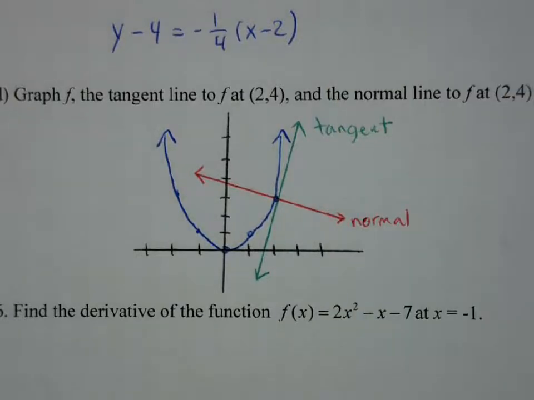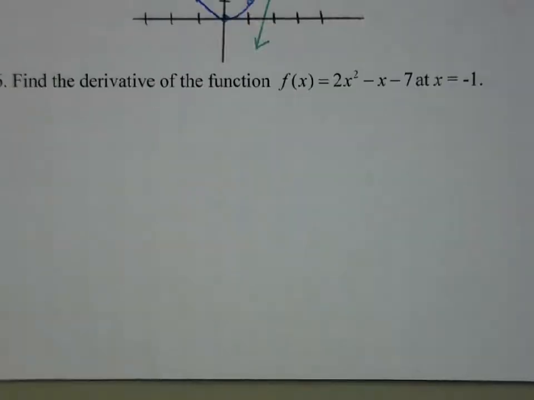Okay, this question is asking us the same thing in different language. Find the derivative of the function 2x squared minus x minus 7 at x equals negative 1. Okay, we are finding the slope at x equals negative 1. I'm going to again use both definitions. You might give it a try yourself before we go.